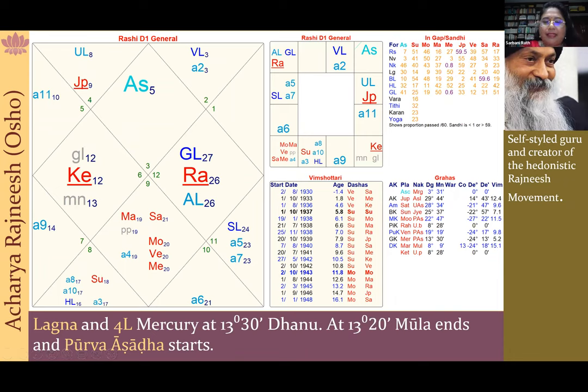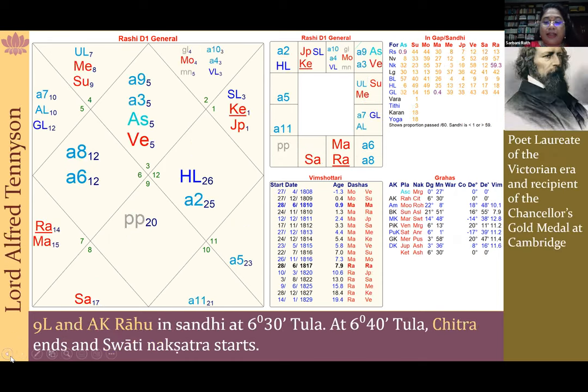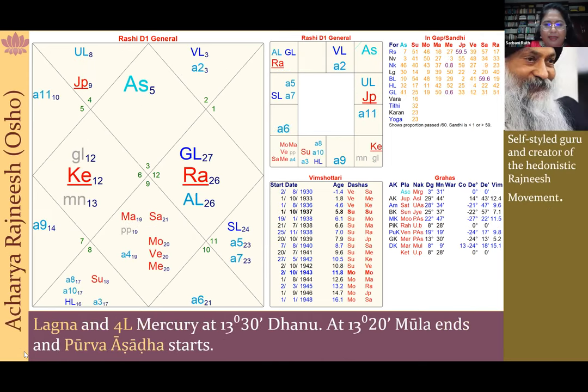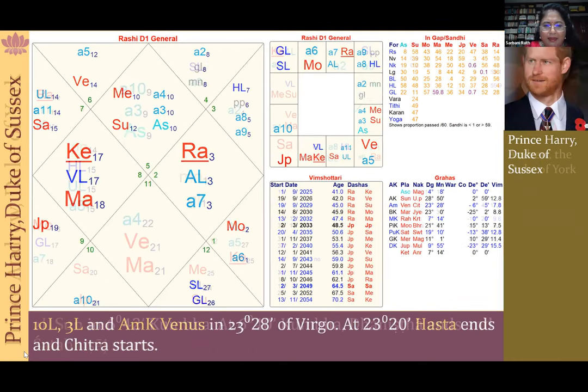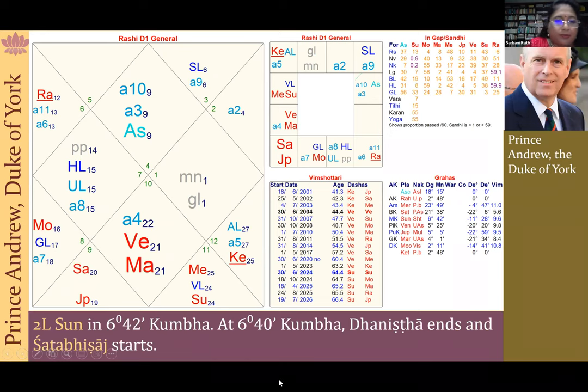Here it is. 13 degrees 20 minutes, Mula ends, right? And 13 degrees 30 minutes is where he is in Purva Ashara. So he is in the Sandhi of Purva Ashara and Mula. Just the gap of 10 minutes, right? So it is within the degree. Even with Lord Alfred Tennyson, you can see 6:30 and 6:40. Now, I had some other examples where the difference was even more minor. This was 8 minutes. Look at this, Prince Andrew's, right?